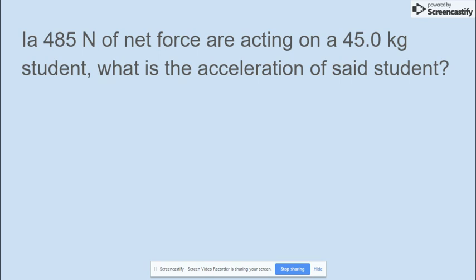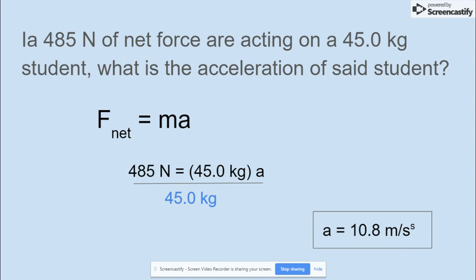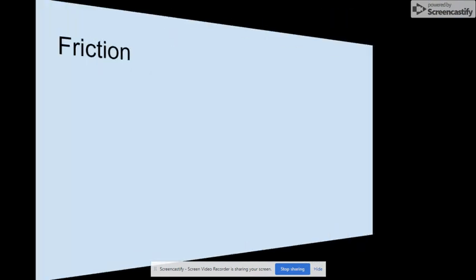So we're just looking at Newton's second law. The net force equals mass times acceleration. We've got the net force. We've got the mass. We just plug those two in, and it's pretty straightforward. So I'd plug in 485 newtons, plug in 45 kilograms. We're going to divide both sides by 45 kilograms, and that will give us, with our 3 sig figs and our units, 10.8 meters per second squared. Pretty easy. Nothing too hard there.